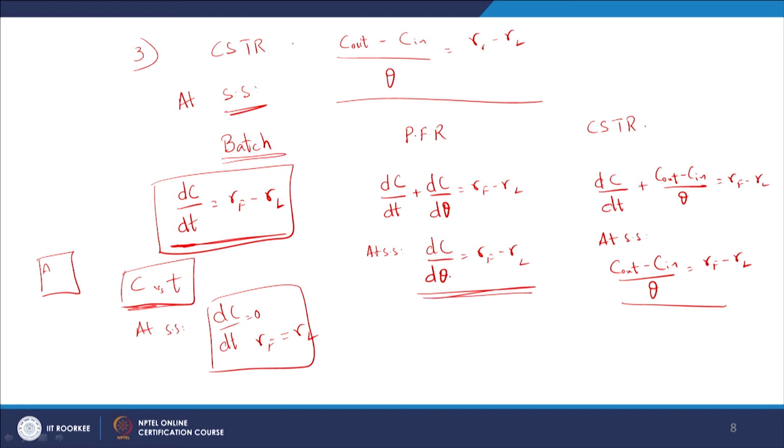So, in the plug flow reactor, the take home message is that the concentration does not change with time, but with the hydraulic retention time, or more specifically with the distance down the reactor. Keep that in mind, dz or dx, whichever dimension you are looking at. And for CSTR at steady state you have no differential equation. It is just (C out minus C in) by θ equal to rate of formation minus rate of loss.